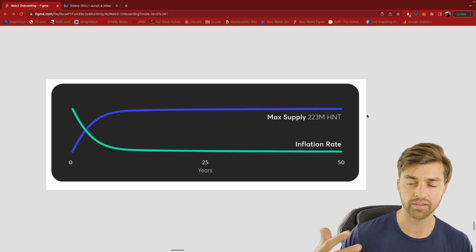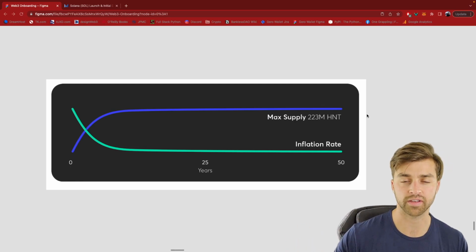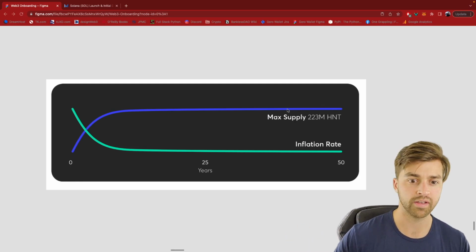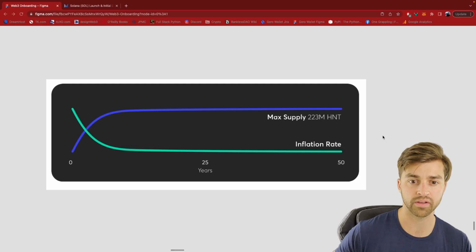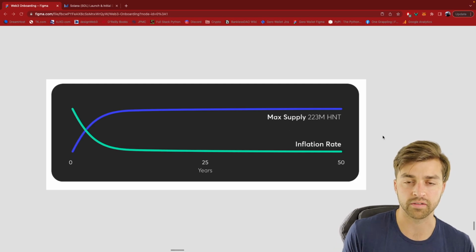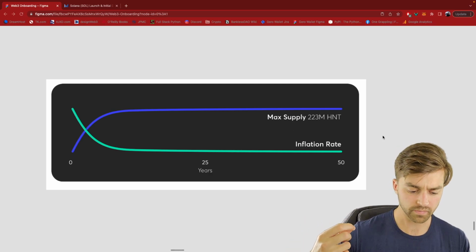And then also the second thing to think about is the inflation or issuance schedule of a token. So you can see that the inflation rate of HNT starts relatively high and then decreases over time to where it will stop issuing HNT after about 50 years from the Helium project launch. So this is just some things to understand about tokenomics.